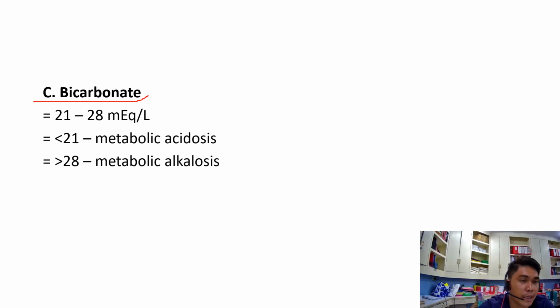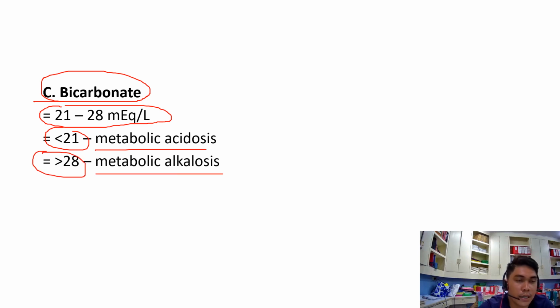Next is bicarbonate. The reference range is 21 to 28 milliequivalents per liter. Less than 21 is metabolic acidosis. Greater than 28 is metabolic alkalosis. Bicarbonate is directly proportional to blood pH, and it is controlled by your kidneys.